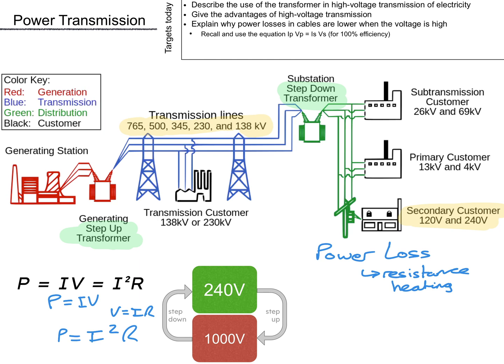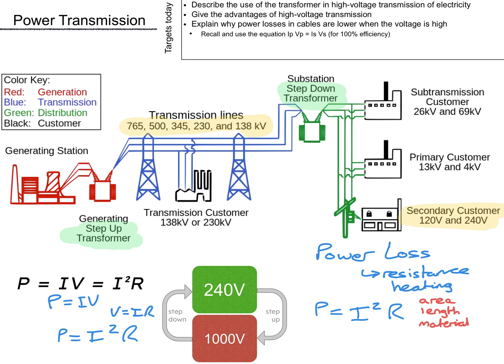So P equals I squared R, we have two things to control, therefore. We've got the current and we've got the resistance. Resistance, we can control that by using things like the area, the length, and the material. So obviously the length, make it as short as possible, but if you're going from town to town, then you can't control that too much.